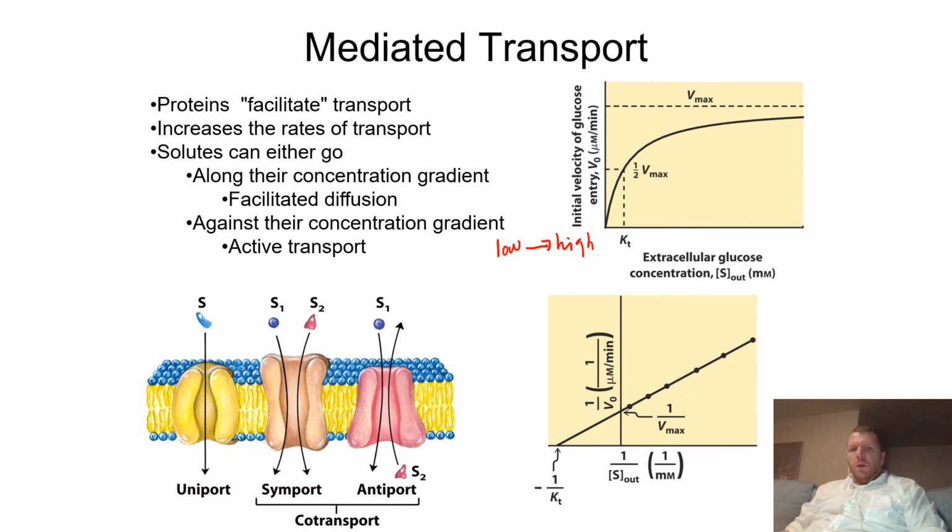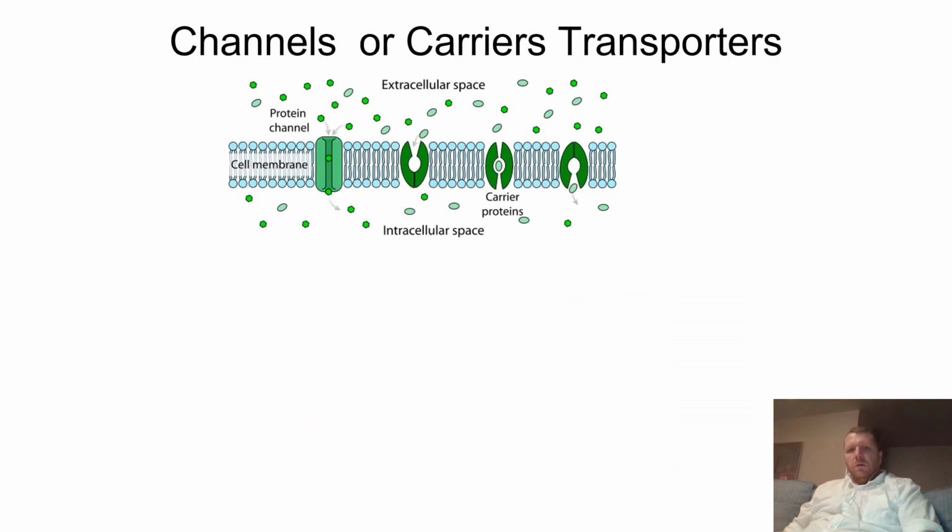If it's going along the concentration gradient, it's going high to low. And these are the conventions that you have to kind of adjust to and be comfortable with. All right. Now, there are a number of different types of proteins that are involved in this transport. There are channels and there are carrier transporters.